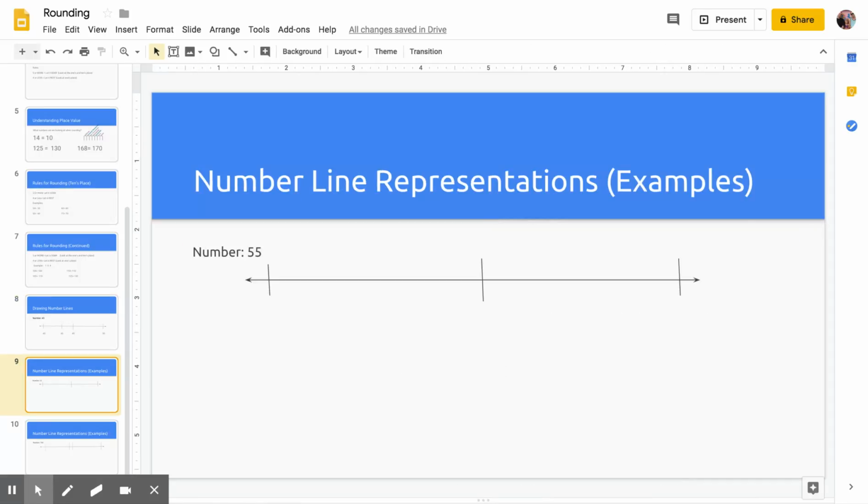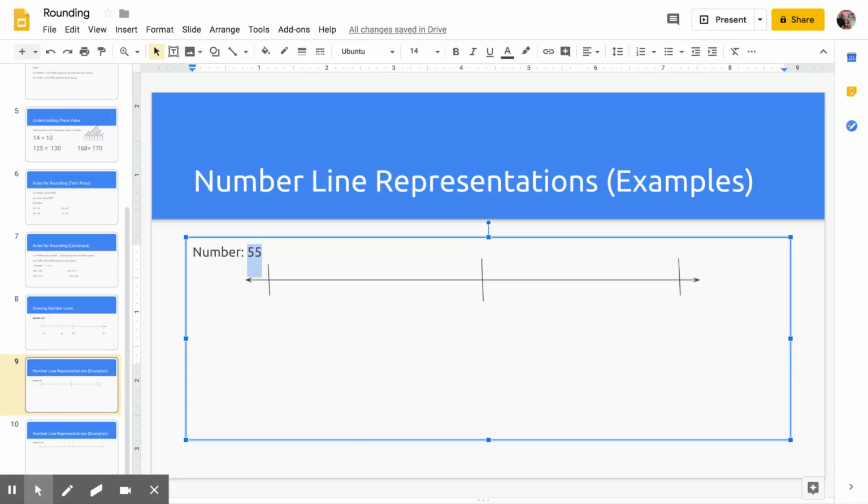Another example is going to be 55. So again, we want to identify our whole tens that the number is in between. So our whole tens are going to be 50 and 60. So on one end you have 50 and on the other end you have 60. Now we also want to identify the half 10 for the number, and the half 10 is going to be 55. So since that half 10 is actually the number, we don't need to go any farther. So that is how you put 55 on a number line.